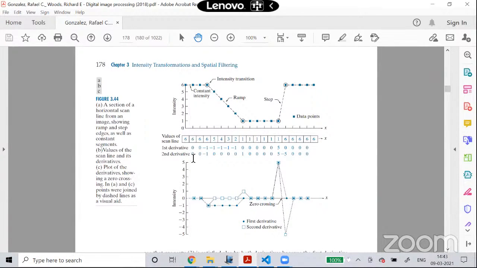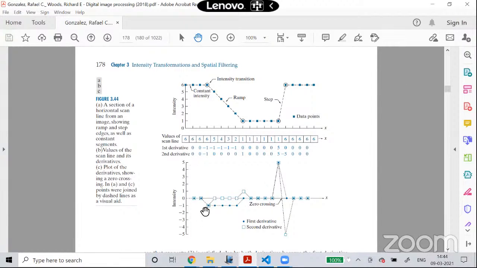So you want to calculate the second derivative here. That's going to be 6 plus 6 minus twice 6, which is 0. Then 5 plus 6, 11, minus twice 6, so that's minus 1. This is how these second derivatives are calculated. And just as you do for continuous functions, you can make conclusions about how the intensity is varying, how fast or slow, using these first and second derivatives.